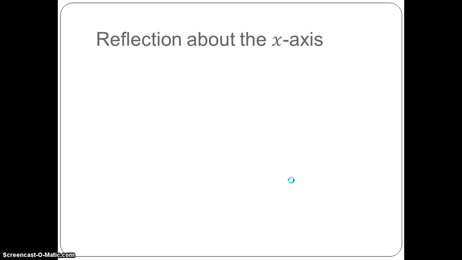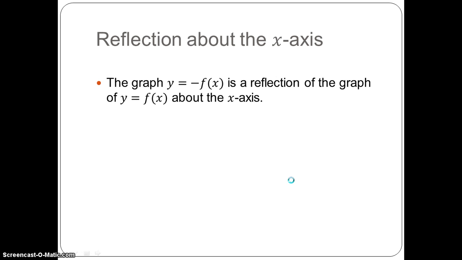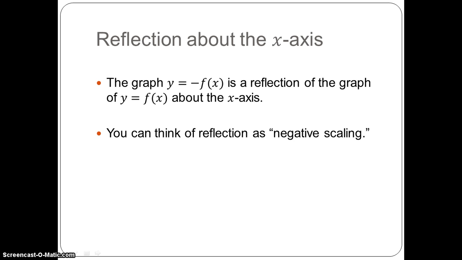It can be generalized in the following way. The graph of y is equal to negative of f of x is a reflection of the graph of y is equal to f of x about the x-axis, or in the x-axis. So this is how we would reflect in x. You can also think of reflection as a special type of scaling, a scaling with a negative scale factor. We will cover this and look at a demonstration momentarily.